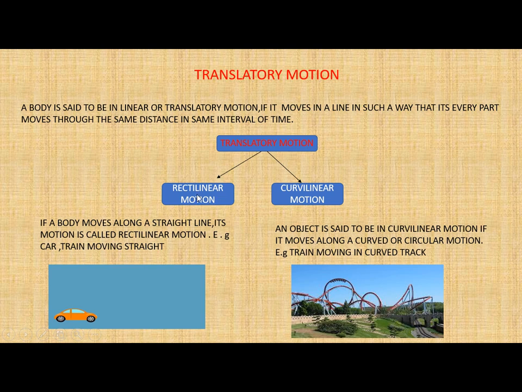One is called rectilinear motion and the other is curvilinear motion. Now what are these? First let us study rectilinear motion. If a body moves along a straight line, its motion is called rectilinear motion. So here we have an example. You can see that this car is moving in a straight line. So this is rectilinear motion.